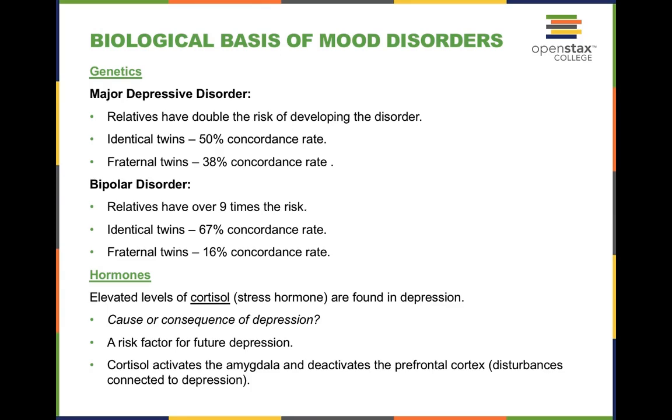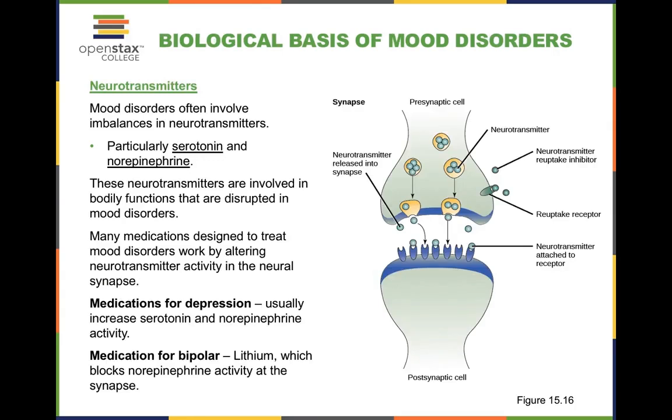When it comes to bipolar disorder, relatives have over a 9 times risk of developing bipolar. That is a significant number. But the concordance rate is significantly different between identical versus fraternal twins in bipolar disorder. For identical, there's a 67% concordance rate. And for fraternal twins, there's a 16% concordance rate.